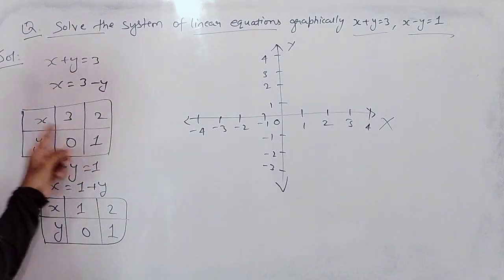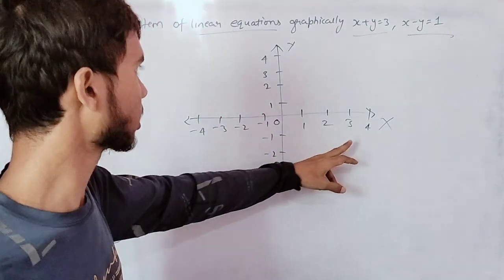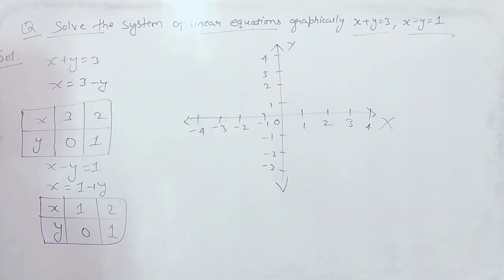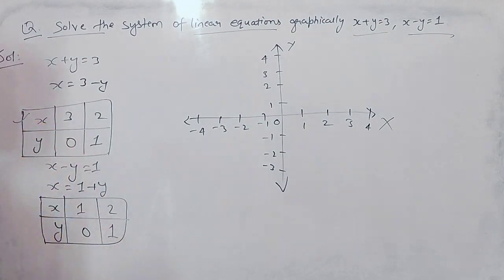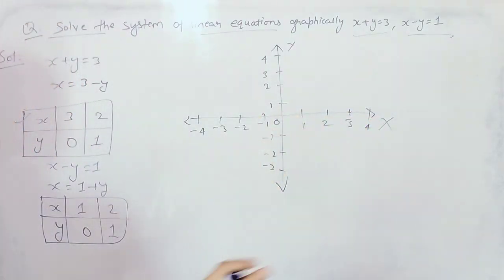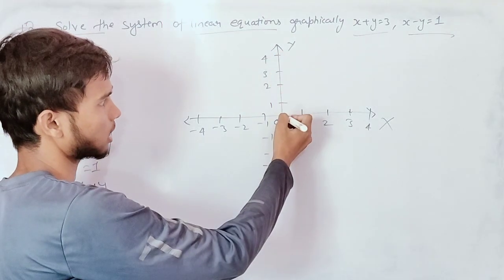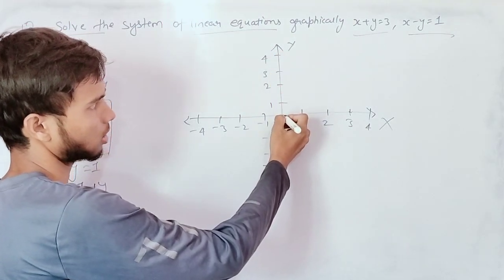Now x as 3. Where is 3? On the x-axis. So 3 is here. Clear? Okay. We got it. Next, y. So 3, 0 is a coordinate. So y as 0 is here.